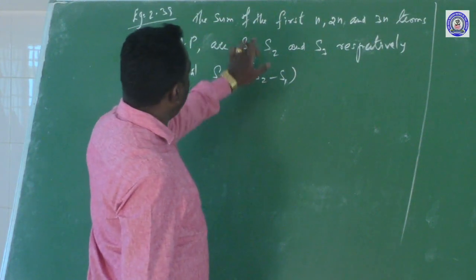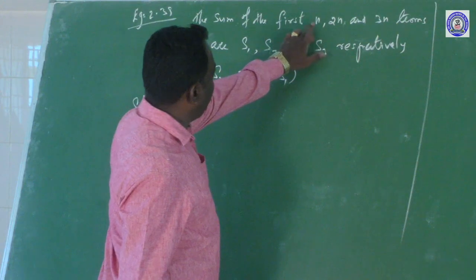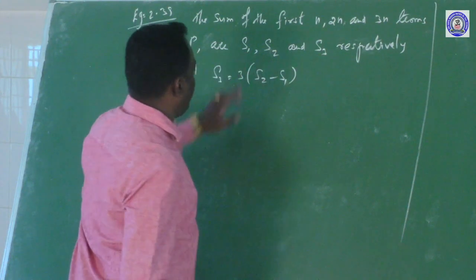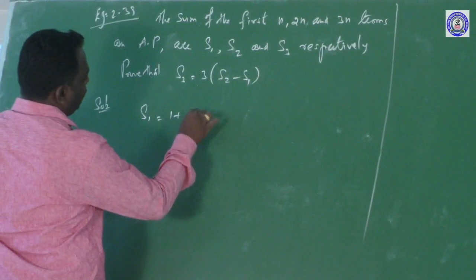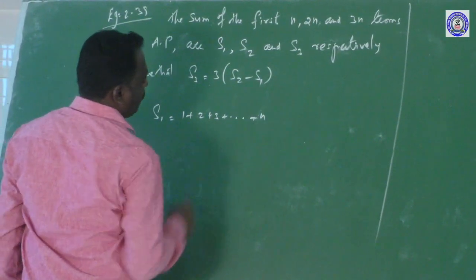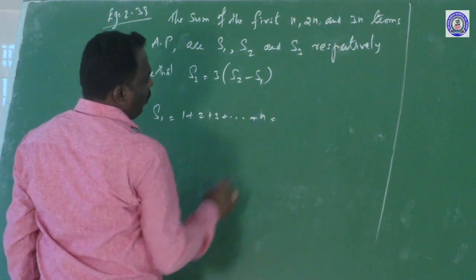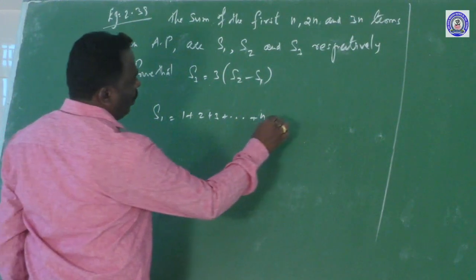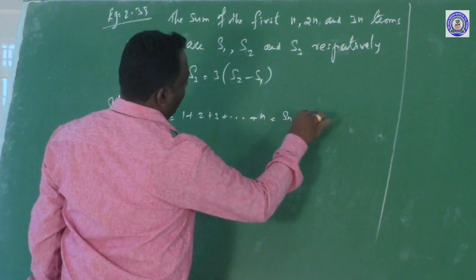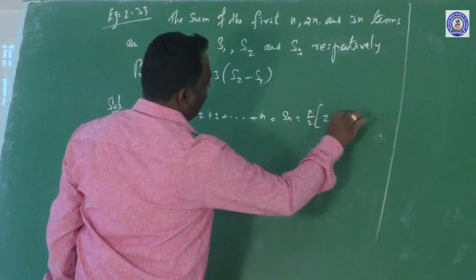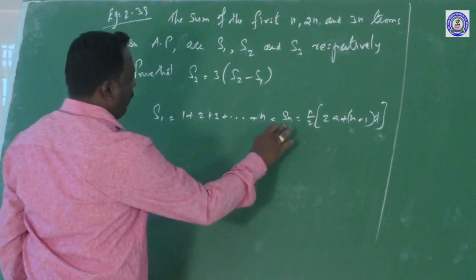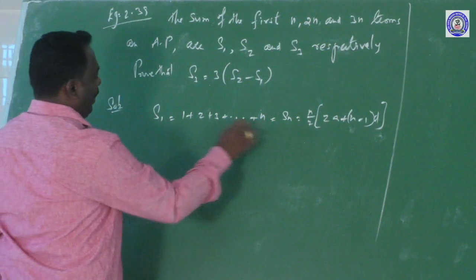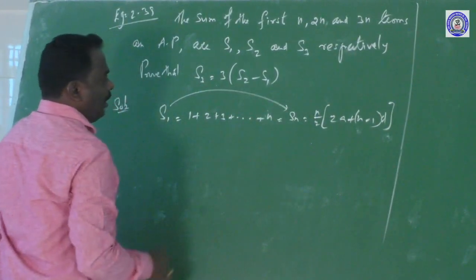We want to prove this. The sum of the first n terms is defined as S1. Therefore S1 is defined by 1 plus 2 plus 3 plus etc., up to the first n terms. Applying the formula, Sn equals n by 2 within the bracket 2a plus n minus 1 into d. So this is the formula for the sum of n terms.